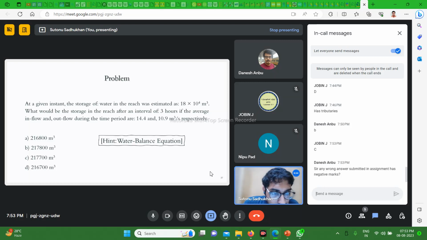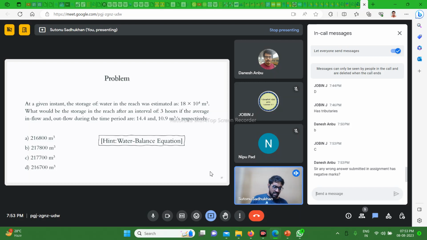Tornesh has asked one question: Sir, does a wrong answer submitted in the assignment carry negative marks? I don't think there are negative marks in the assignment, but okay, I'll clarify this. I'll note down this question and clarify it for you in the upcoming session. I'll ask the NPTEL team.